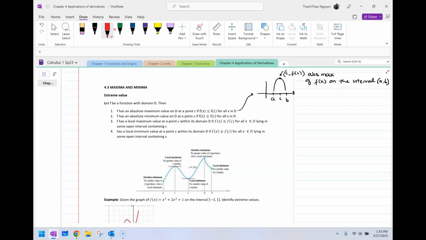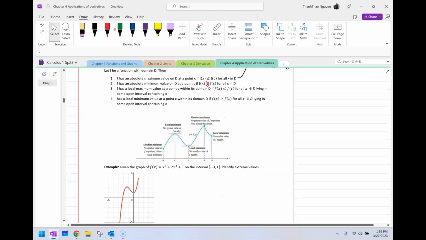Similarly, f has the absolute minimum on D at a point c if f of x is greater than or equal to f of c for all x in D. f has a local maximum value at a point c within its domain D if f of x is less than or equal to f of c for all x in the domain lying in some open interval containing c. f has a local minimum value at a point c within its domain D if f of x is greater than or equal to f of c for all x in D lying in some open interval containing c.